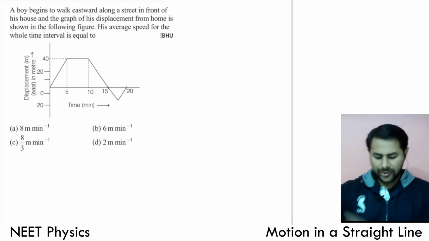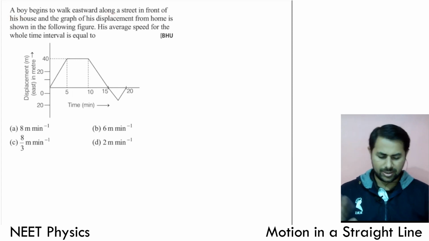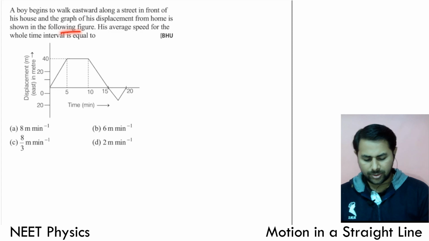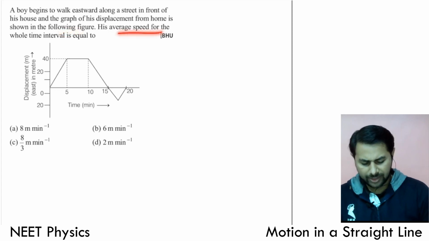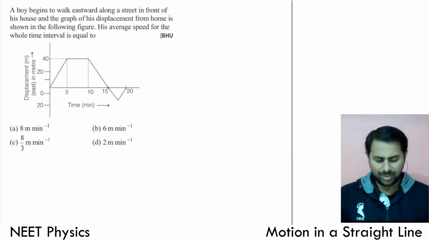Good. Let's see the next one. A boy begins to walk eastward along a street in front of his house, and the graph of his displacement from the home is shown in the following figure. His average speed for the whole time interval is equal to, tell me.